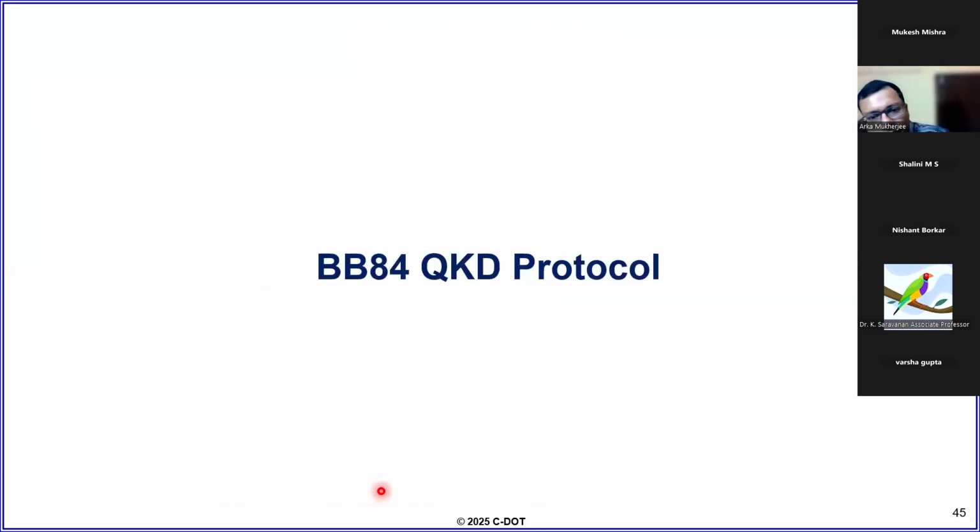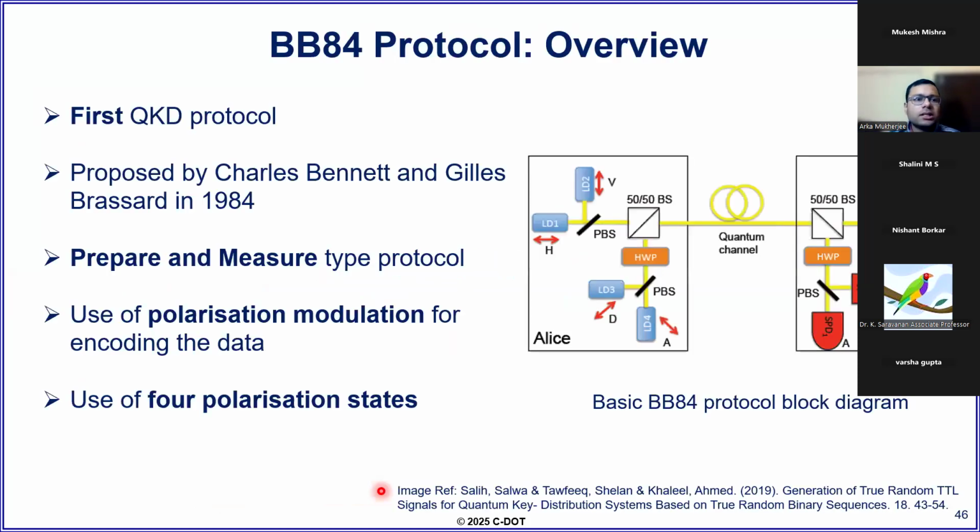Now coming to the BB84 protocol. As I told yesterday, it is the first QKD protocol. It was proposed by Bennett and Brassard in 1984. That's why the name BB84, from Bennett's B and Brassard's B and the year 1984. So it is again a prepare and measure type of protocol.